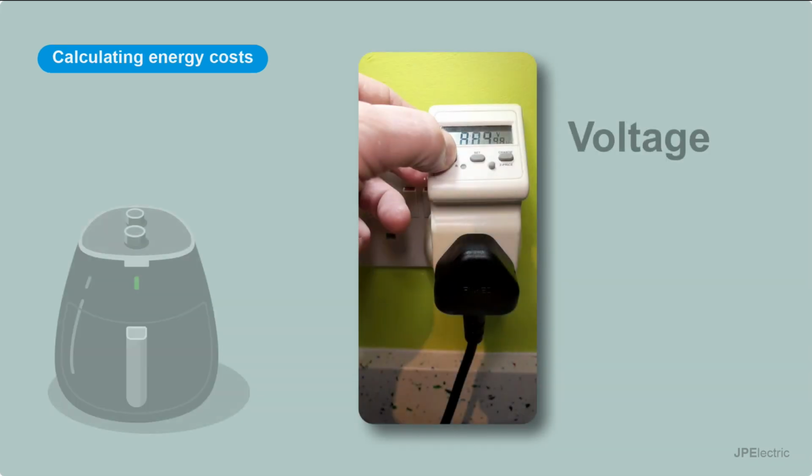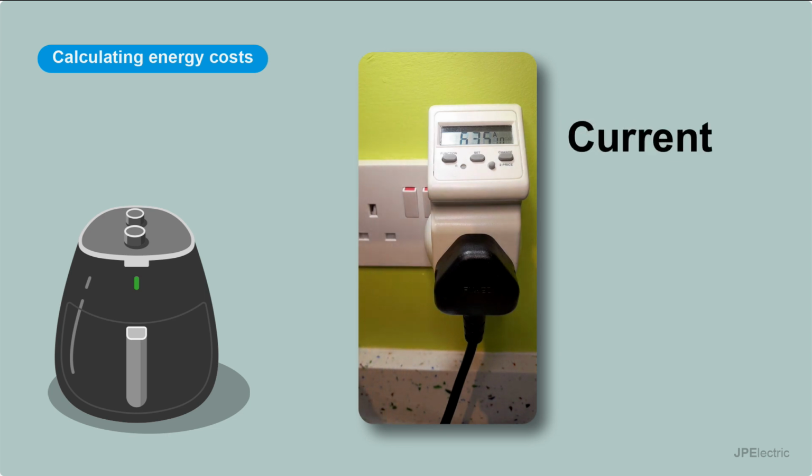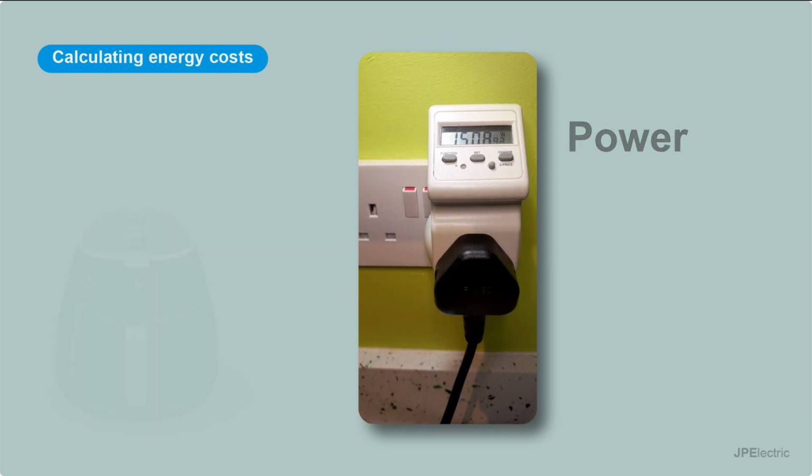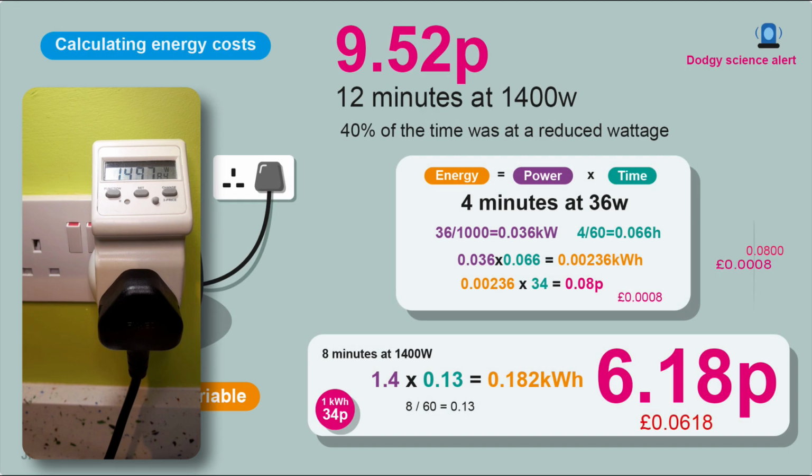So I plugged the air fryer into an energy monitor and ran it through its cycle. For some periods it was pulling more than 1400 watts, sometimes 1500 watts, and then sometimes it dropped down to around 36 watts. So the element had cut out, but the fan was still running, circulating the hot air. Over the 12-minute period, I reckon it wasn't heating for about 4 minutes. And here's the sums for it.